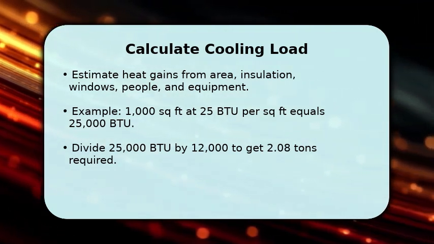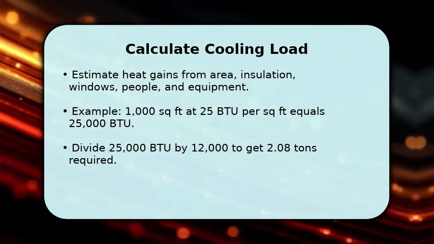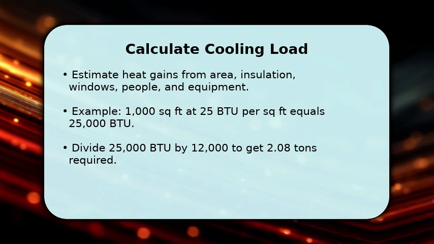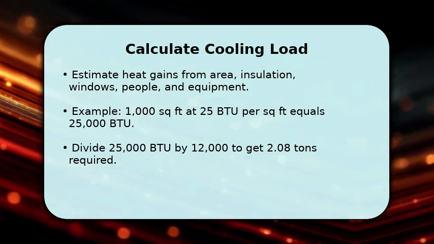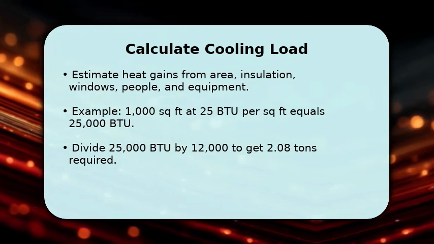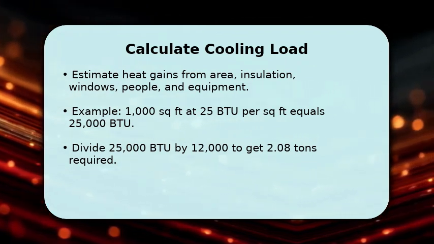Multiply to get 25,000 BTU total design load for that space. Next, include occupant load and equipment heat separately in your total. Add 500 to 2,000 BTU for each adult and 200 to 1,000 BTU.